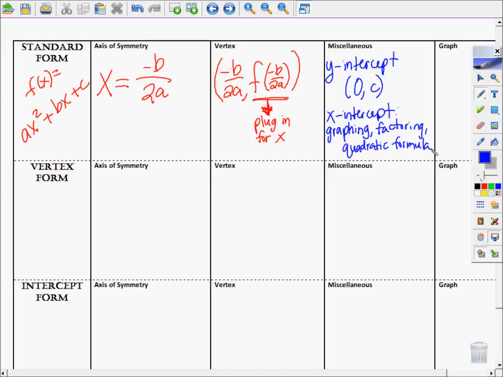You want to know what would make that 0? Quadratic formula? It says formula. Yeah, graphing, factoring, quadratic formula. No, what should be the opposite again? Oh, factoring and quadratic formula.